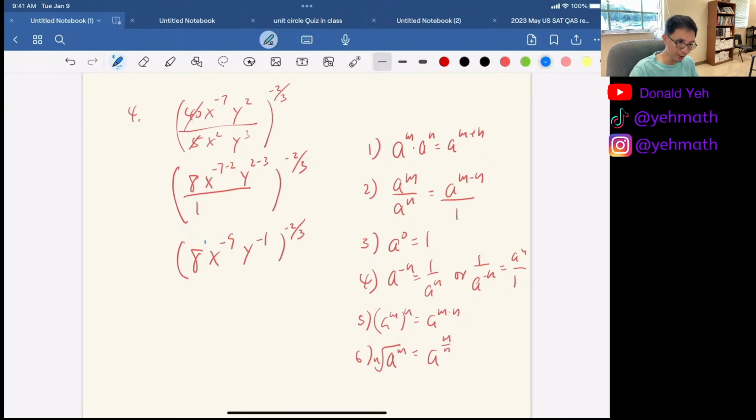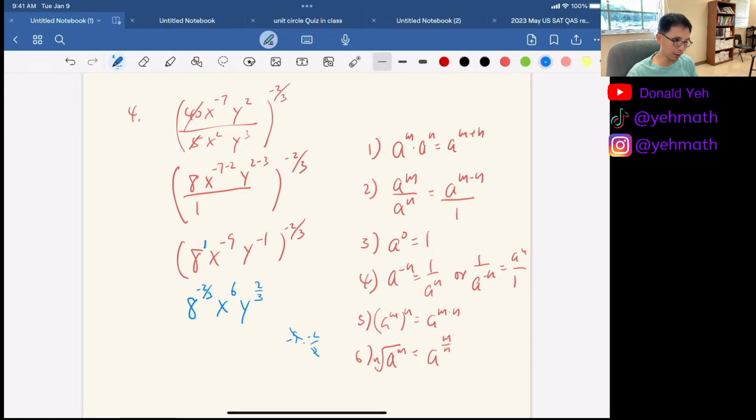Yesterday we talked about how this can be the first power. If that's a first power, can I just write down 8 to the -2/3 power? I use rule number 5. Why? Because I already took care of inside the parentheses. Now I just want to take care of the exponents after that. Are you following me so far? Okay. So x to the -9 times -2/3. That's going to give you what? Simplify. +6, right? And y to the what? 2/3.